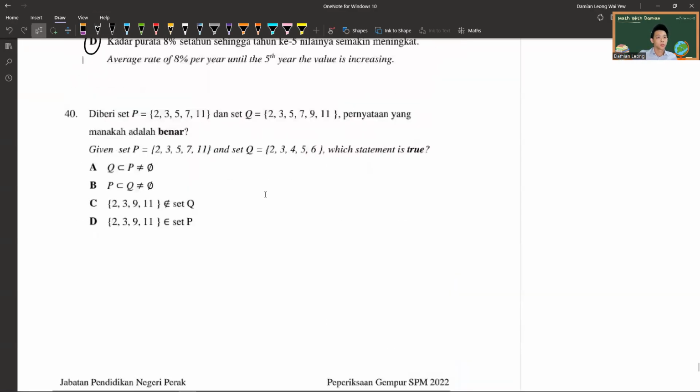Then question 40. Which statement is true here? Given that set P is 2, 3, 5, 7, 11, set Q is 2, 3, 4, 5, 6. So which statement is true? If we compare, neither is a subset of the other. Definitely this is wrong. 2, 3, 9, 11 are not elements of set Q. 2, 3, 9, 11 are elements of set P.